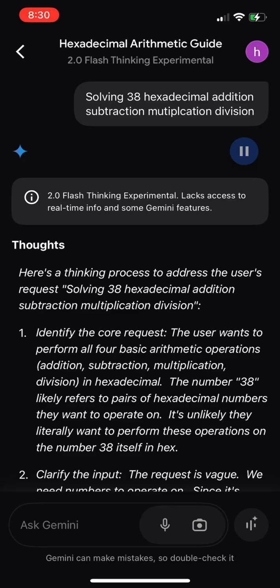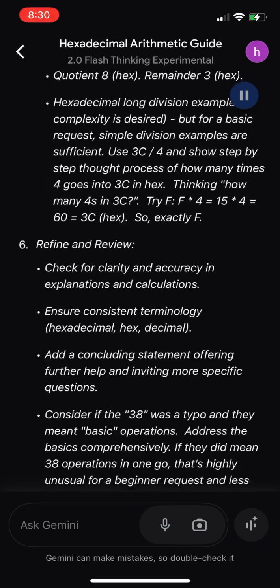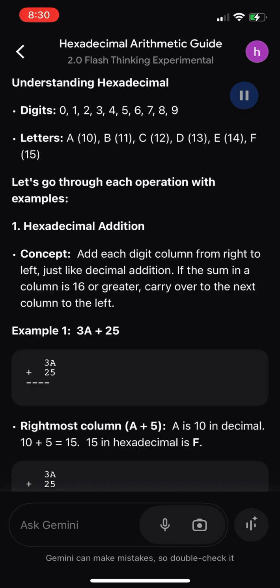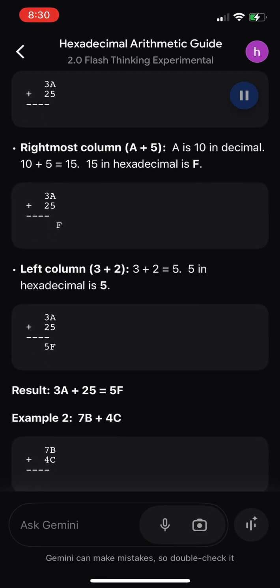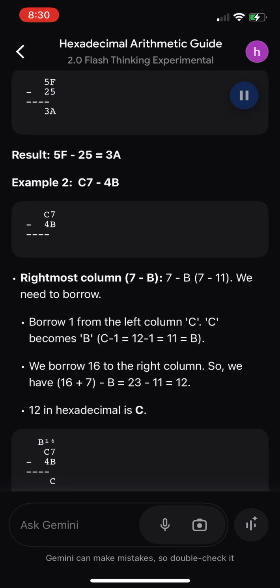Left column, 5 minus 2. 5 minus 2 equals 3. 3 in hexadecimal is 3. Result: 3A. 5F minus 25 equals 3A.